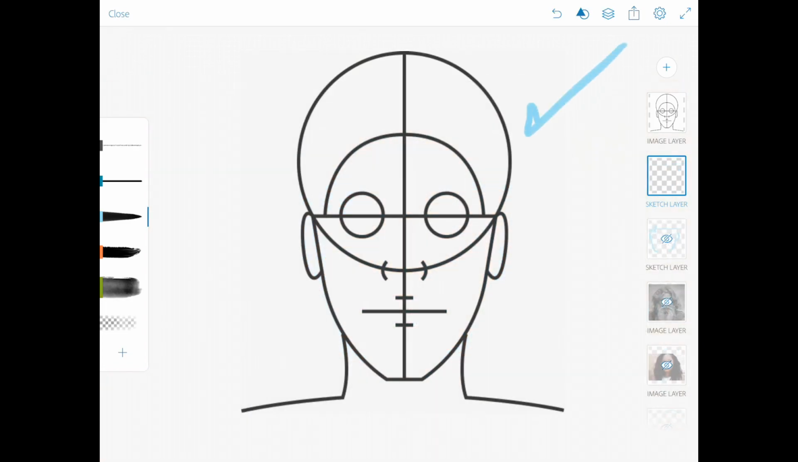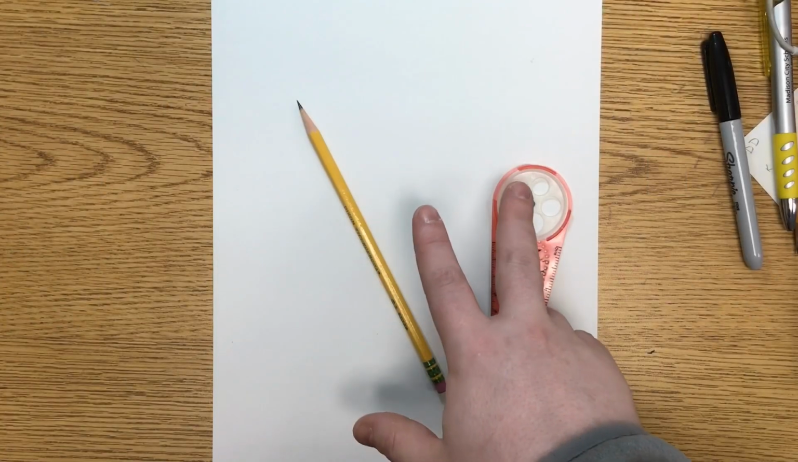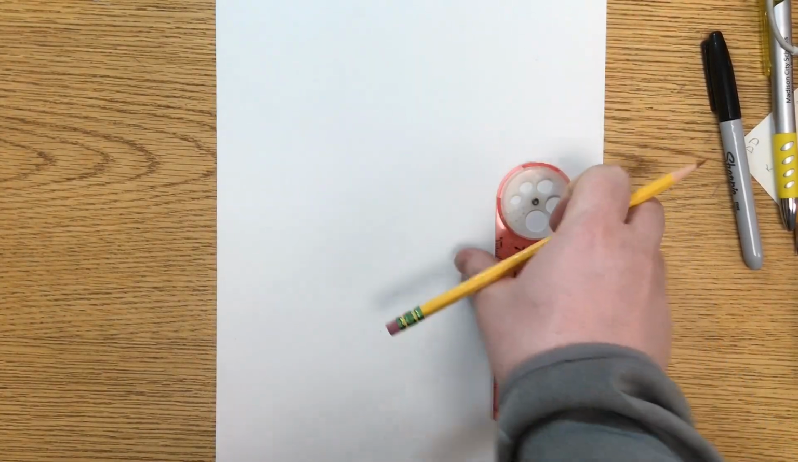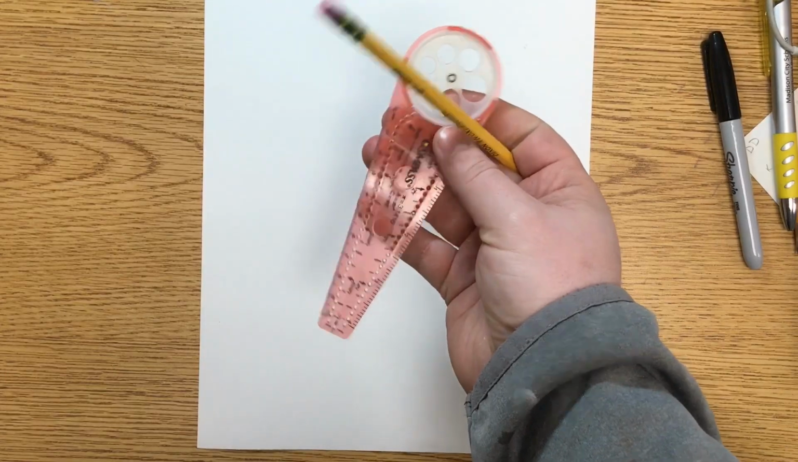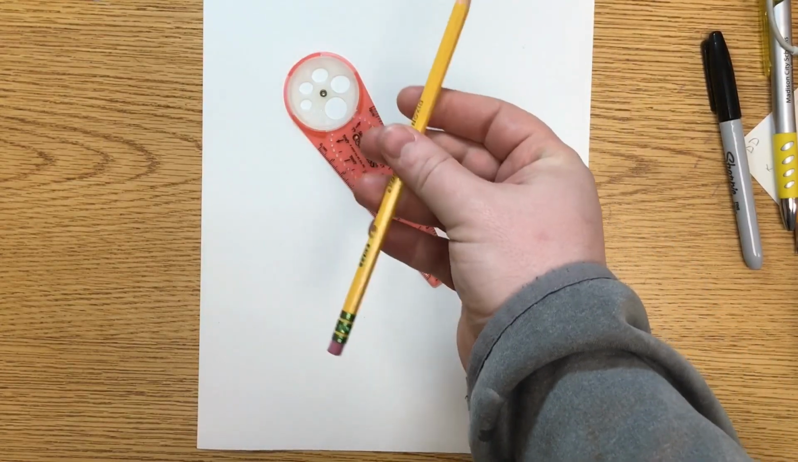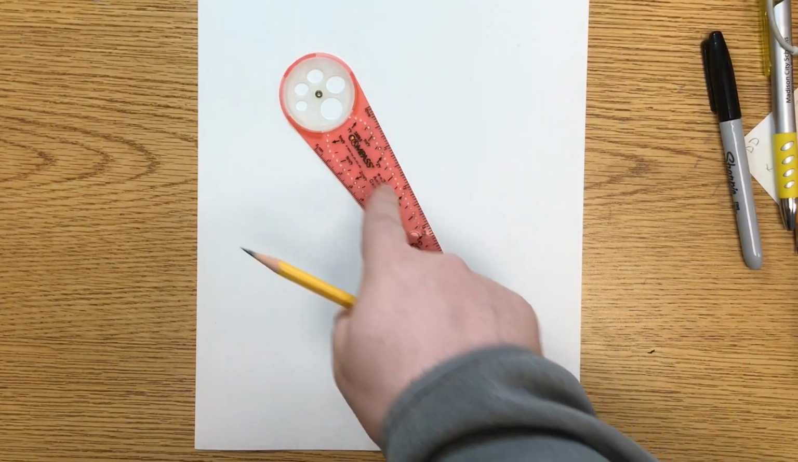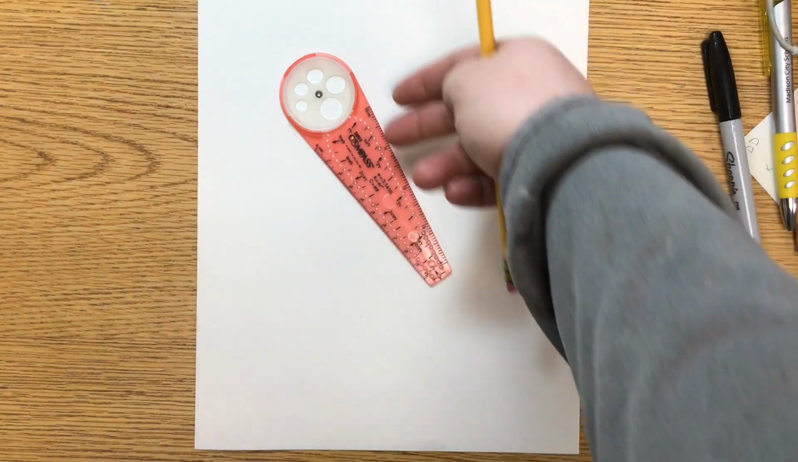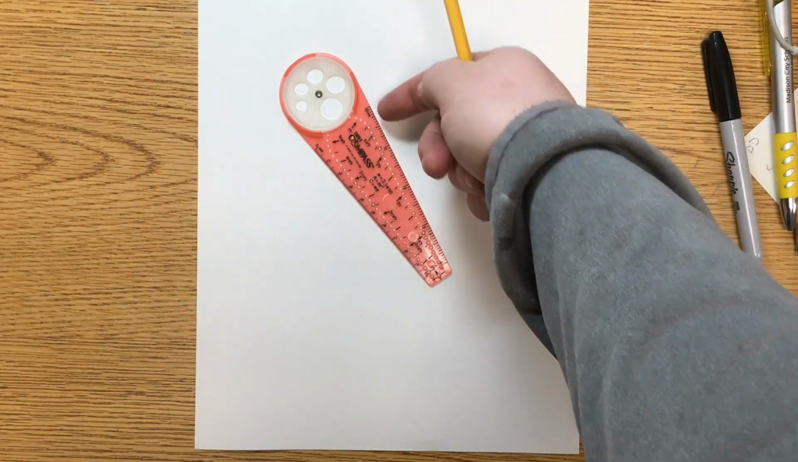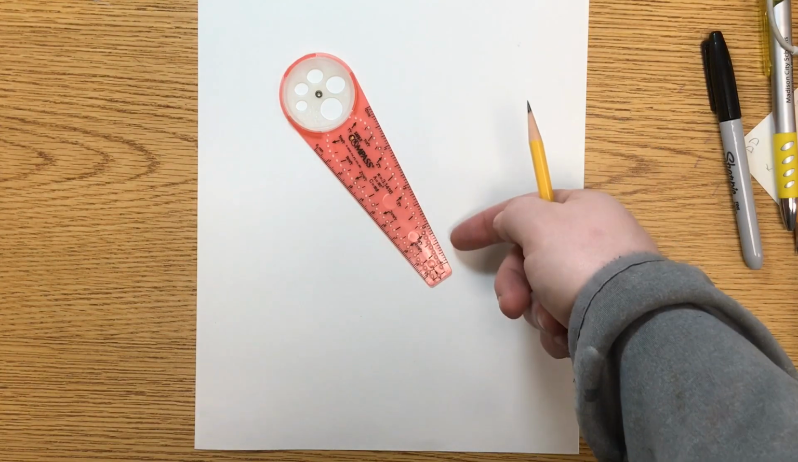Today we are going to learn how to create this basic construction so that you can create portraits that look lifelike and realistic anywhere you are, whether you're looking at a person or not. The materials we're going to use to create our construction lines are a compass, a pencil, and a paper. Now, any compass will do, but it's helpful to also have a ruler. This compass has a ruler edge on one side.